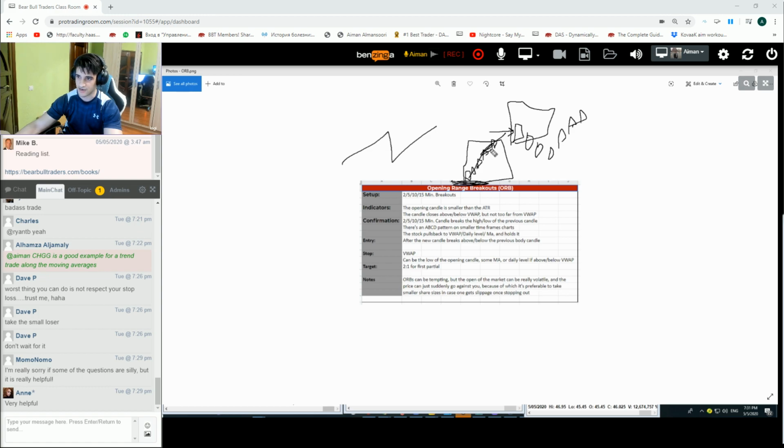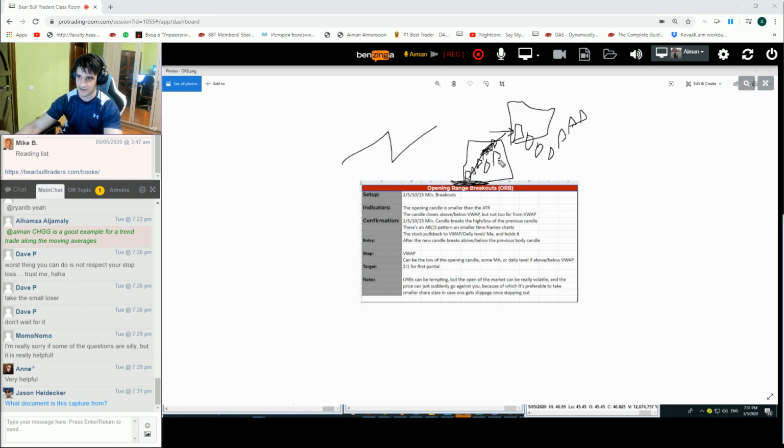If I see, on the other hand, a smaller ABCD pattern inside it, I would be able to take it to the long side and put my stop loss at the C. I don't need to put it at the low of the 5-minute candle. I'll put it below the mini pattern.